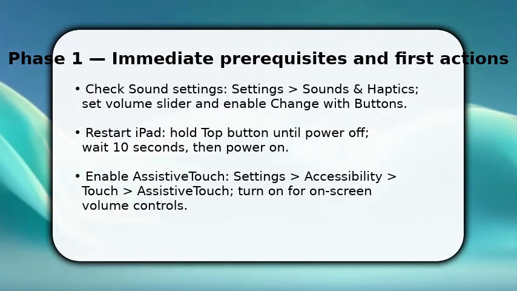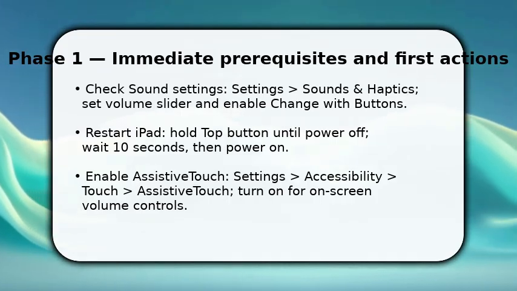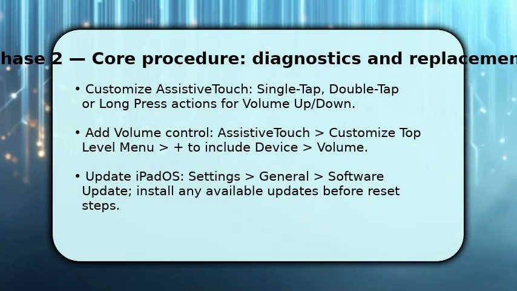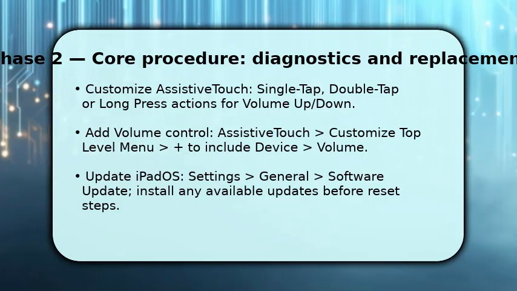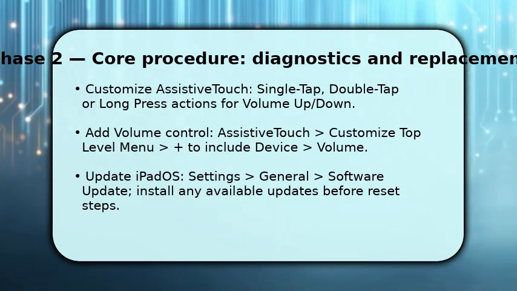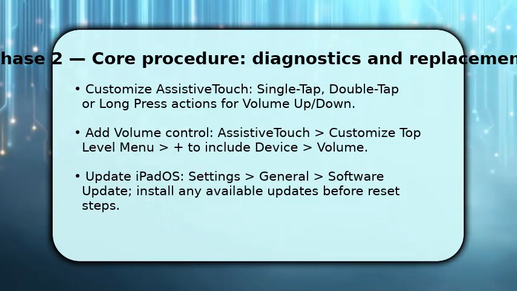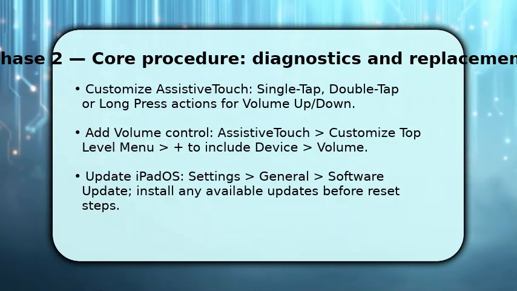This gives an on-screen control that replaces physical buttons immediately, so you can change sound while we troubleshoot hardware or deeper software issues. Now configure Assistive Touch so it behaves like your volume buttons. Open Assistive Touch settings and assign single tap or double tap to volume up and volume down. This is how you regain immediate control. Once added, place volume in the top-level menu so it's one tap away.